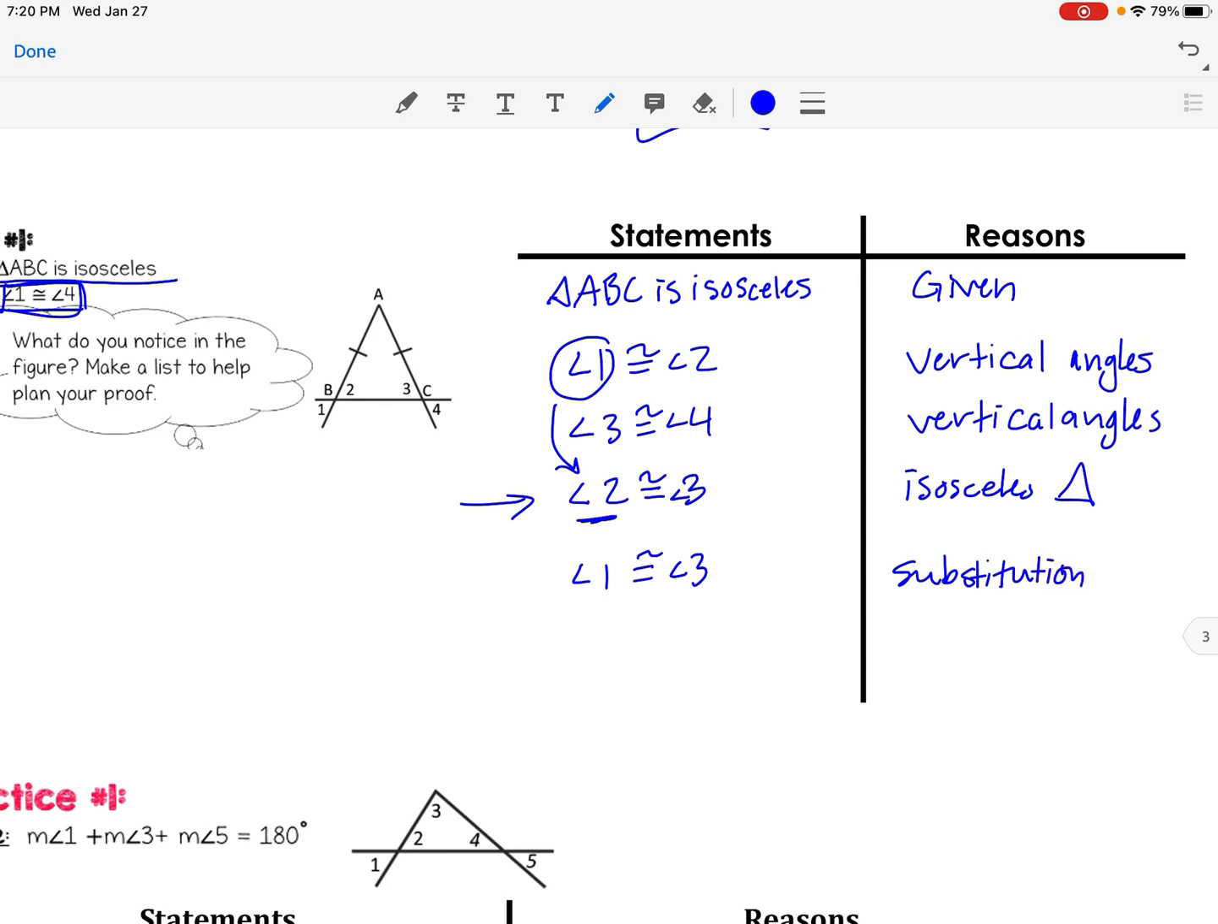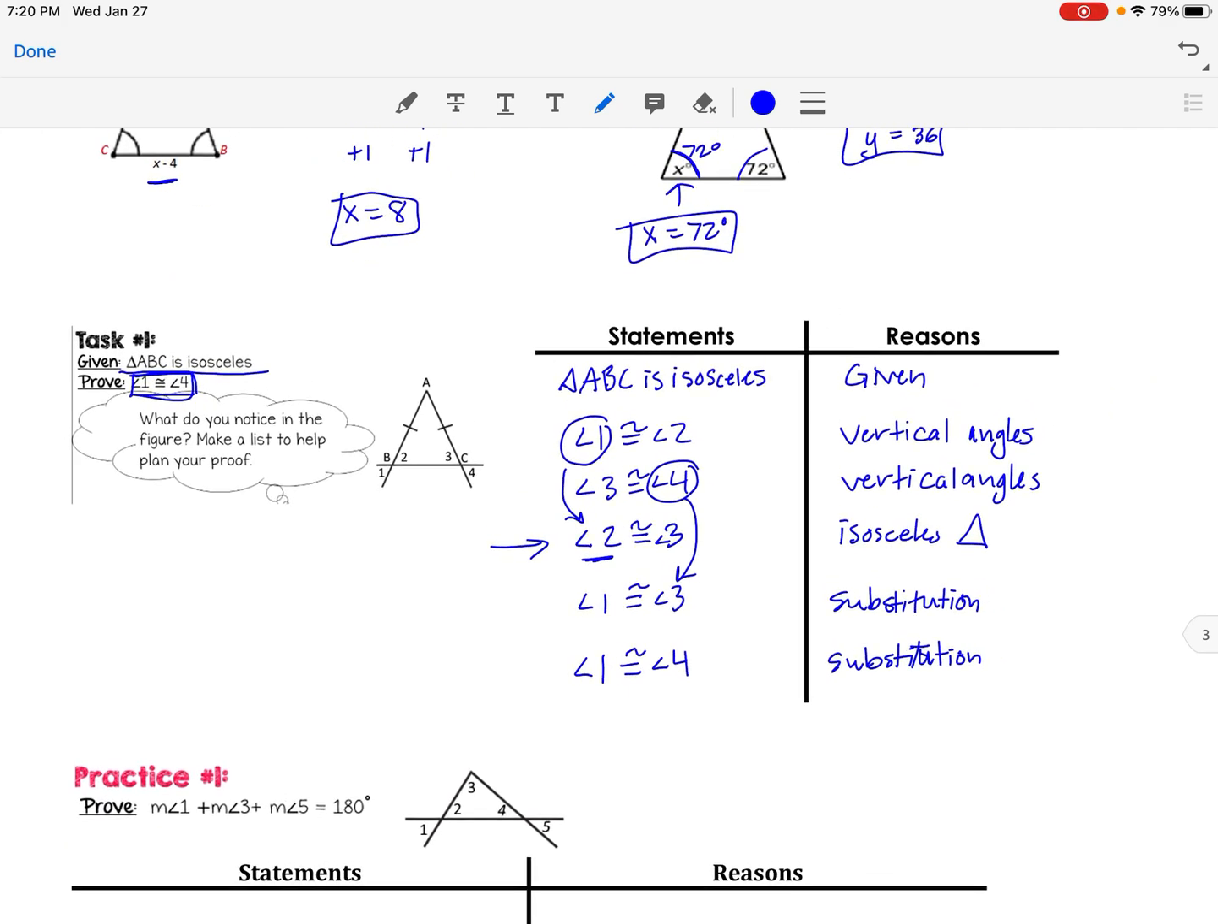And getting closer. Okay, so now I can say also I can take angle 4 and that is congruent to angle 3, so I can plug that in on this side. So I could say angle 1 is congruent to angle 4, and that's exactly the statement that I wanted to prove. So that last step was by substitution, if I can spell this right. Substitution, there we go. Okay, so there we go.